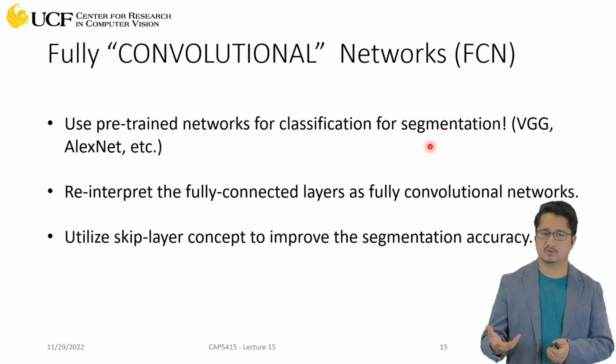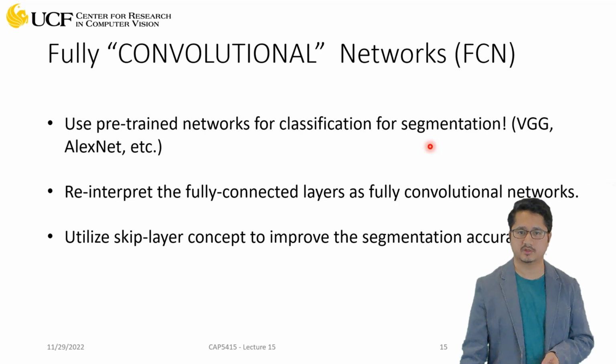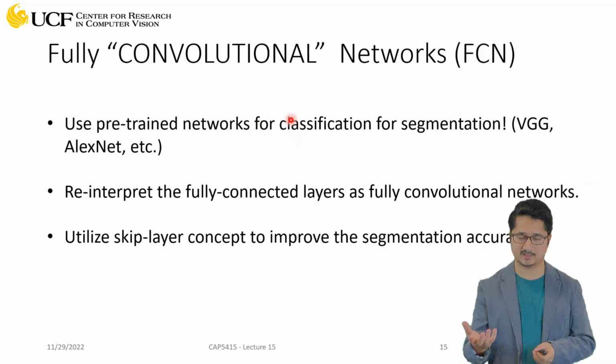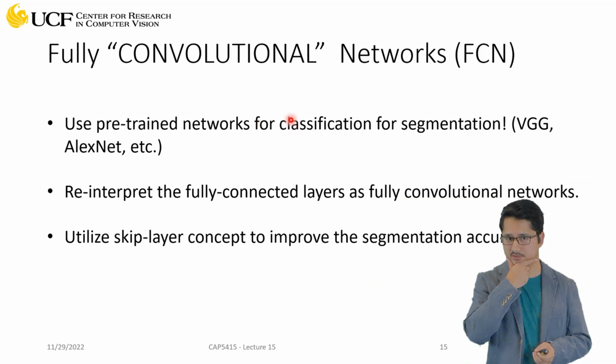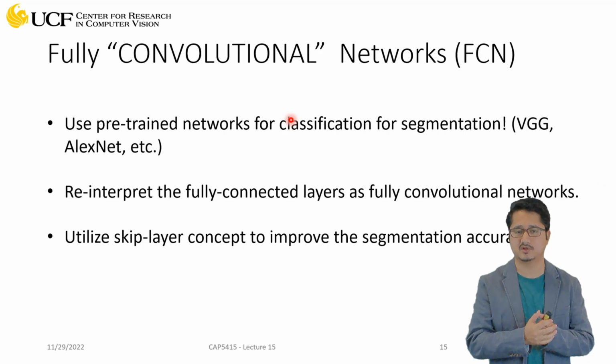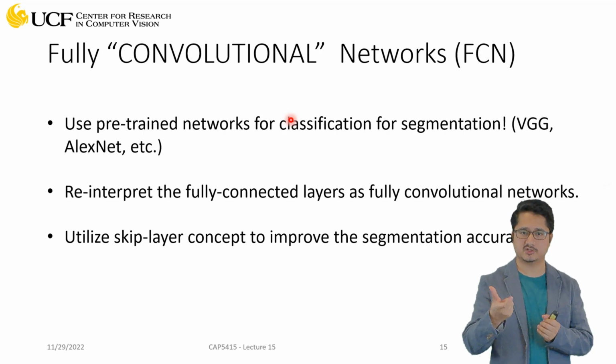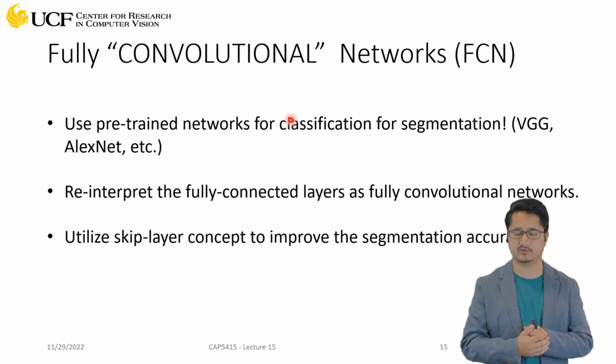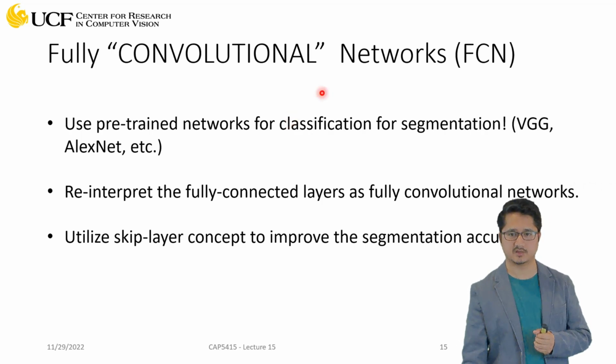All right, so the simple solution could be, you can just pre-train your network for classification tasks. And if you remember, this is exactly what we did for object detection. We just took a classification network and trained it for classification, and then for object detection, we just added a few heads on top of that, right? Exactly, we are going to do the same thing here as well.